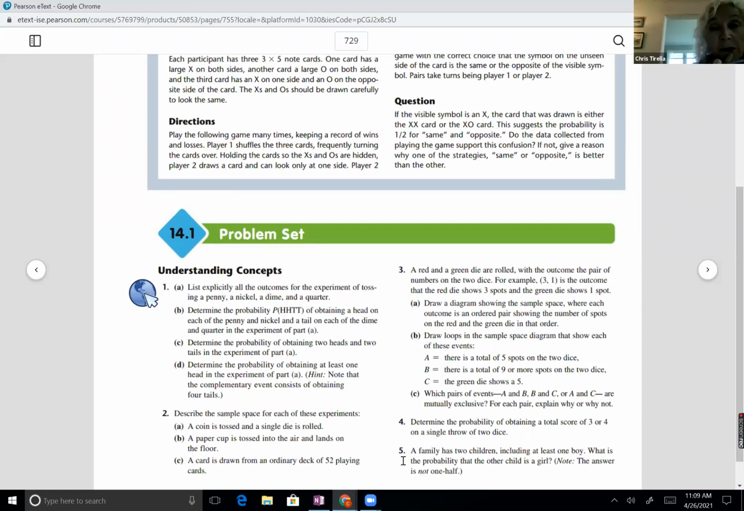If it's going to take you a while to find it, 15. On the same page. Yeah, 729.